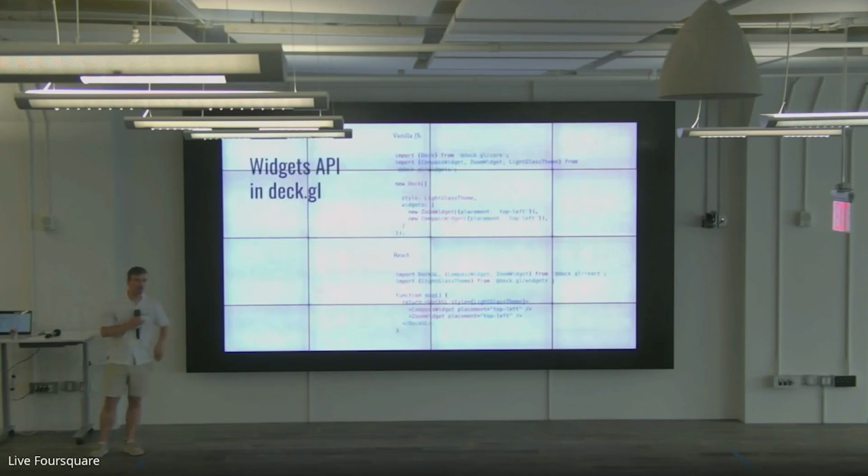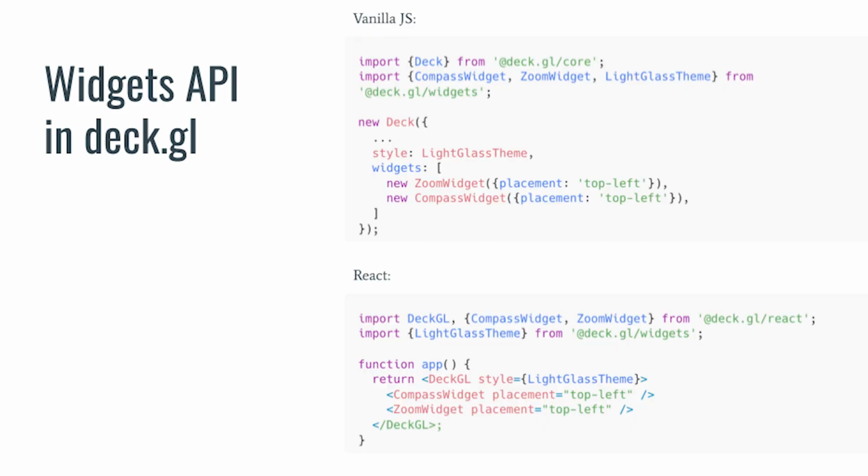And so this is what using a widget can look like in Deck. It's a very straightforward system. We're going to be introducing a new Deck.gl widgets module. You can import them from this and then pass them into a Deck widgets prop. At the top, you can see what this looks like in a vanilla JS application. Simply construct your widgets. We have properties on there to help you place them on different parts of your screen.